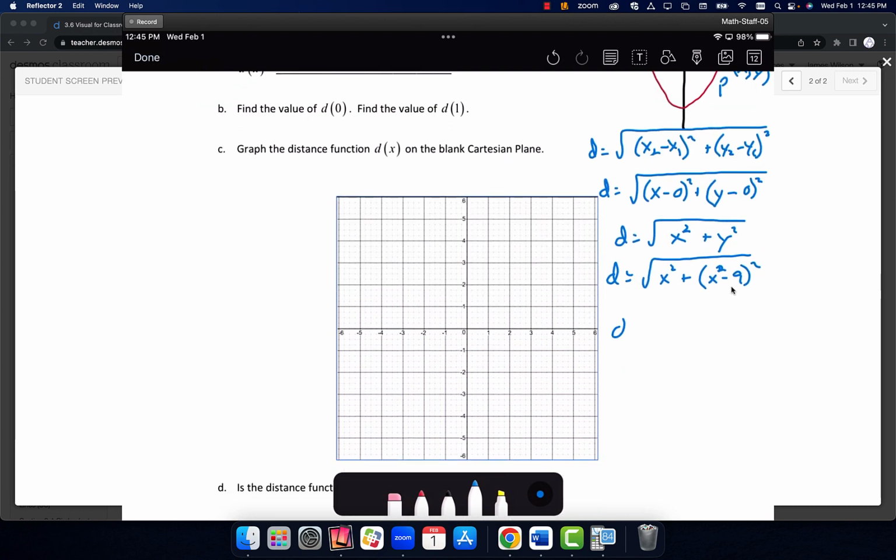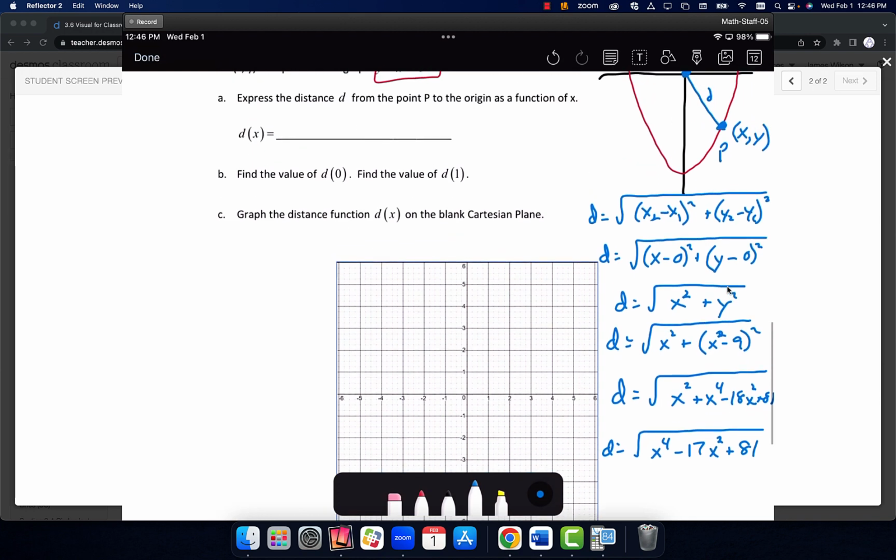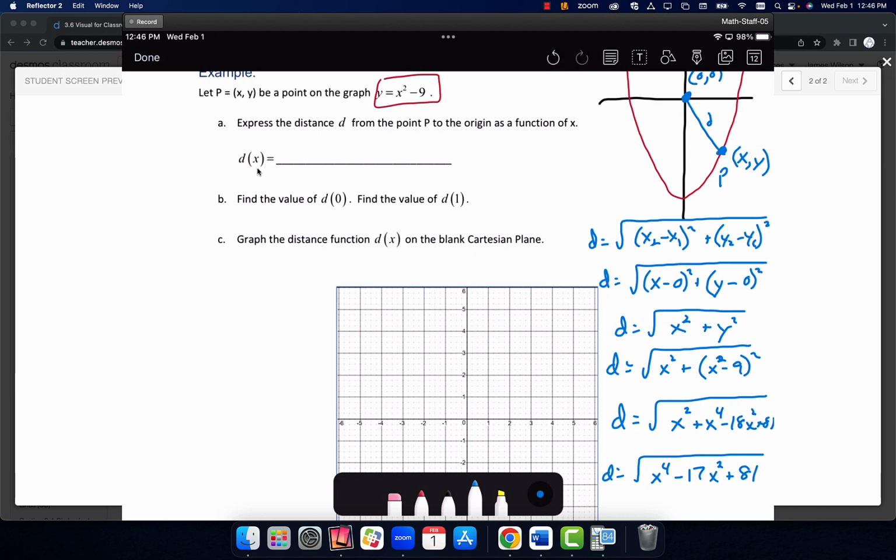Now let's go through and simplify this. D equals the square root of x squared. Notice that this is a binomial squared, so we can square the first, double the product, it's negative 18x squared, and then square the last, plus 81. From there, we can combine like terms, and I'm going to reorder this just a little bit. X to the fourth minus 17x squared plus 81. Notice now that our distance is written in terms of x. We removed that y variable. So we can say that our distance function is the square root of x to the fourth minus 17x squared plus 81.